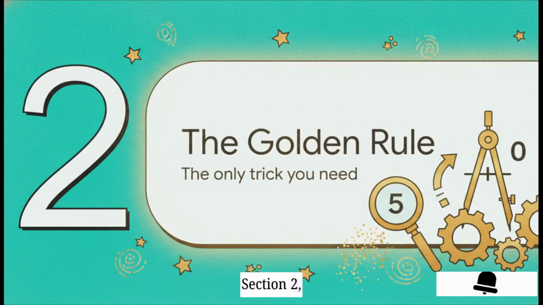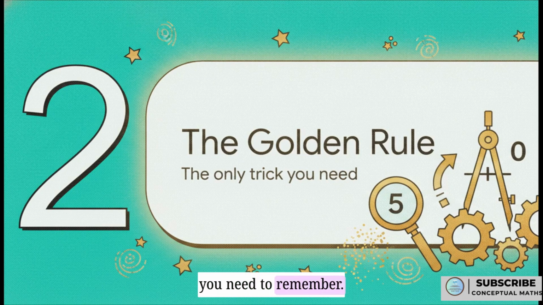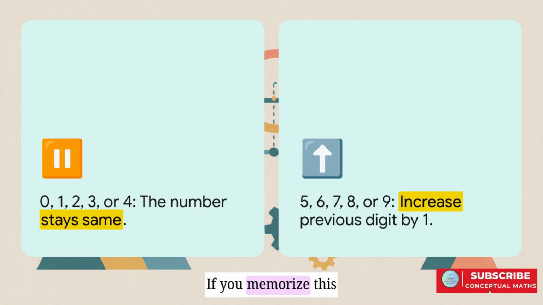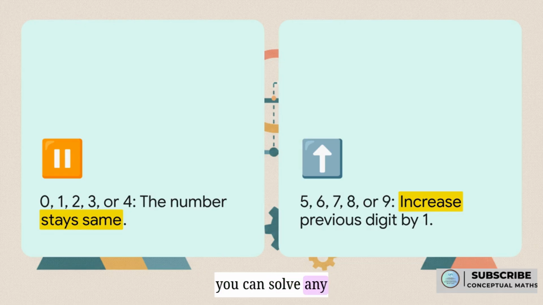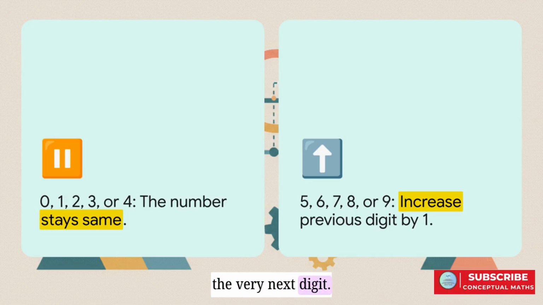Moving right along to Section 2, the golden rule. Literally the only trick you need to remember. Now this right here, this is the absolute hero's tool of our explainer. If you memorize this one rule, you can solve any rounding problem. It's a simple split. Whenever you're trying to round a number, you just look at the very next digit.